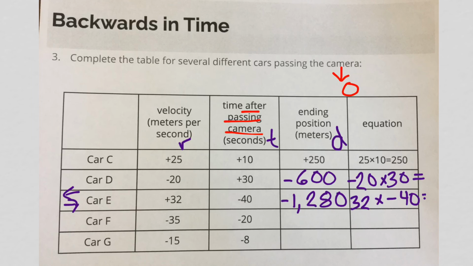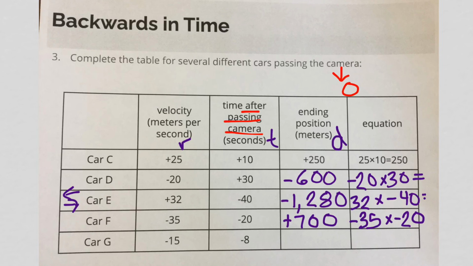For car F, we are negative direction, so we're going to the west, and negative time. So before we went west, we went east. Okay, so we're undoing going west. And that's why our negative times a negative is actually going to give us a positive number, because it's before hitting 0, so it's kind of like the opposite.